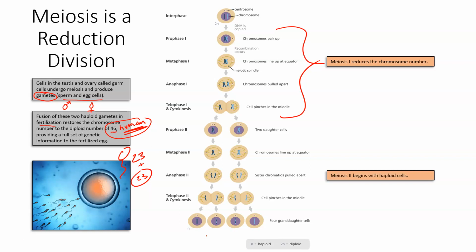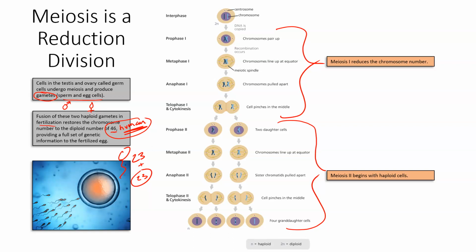Meiosis 2, on the other hand, which is from here to here, is not going to reduce the number of chromosomes. In fact, in this particular image, we start meiosis 2 with 1 chromosome, and we end with 1. Now, the difference is we have a full X here and a half X. So we are reducing the amount of DNA, but we're not actually reducing the number of chromosomes in the cell.